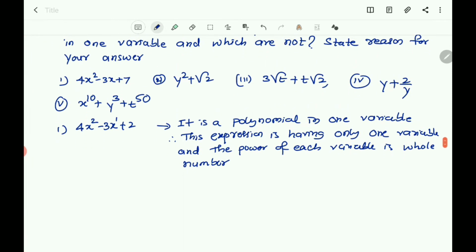Now you take the second one, that is y square plus root 2. Here the variable is y and only one variable is there. Only one term has the variable, the other term is constant, and the power of the variable is 2, which is a whole number, which is a non-negative integer. So therefore you can conclude that it is a polynomial in one variable.